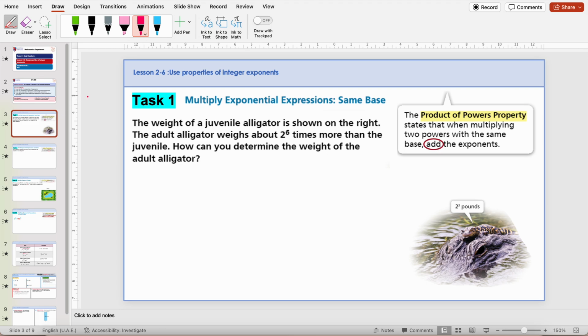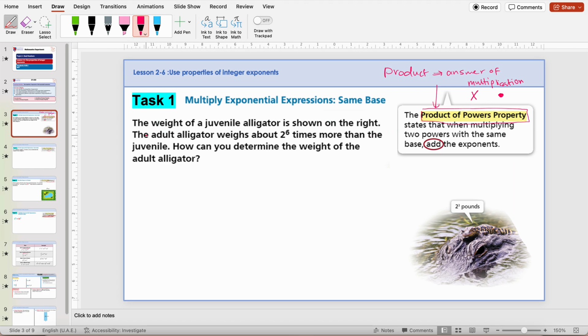Okay, so let's start with the first one, which is product of power property. First of all, let's agree that the keyword product means the answer of multiplication. So product of powers property, I'm expecting to see either a multiplication or this sign of multiplication in the problem.